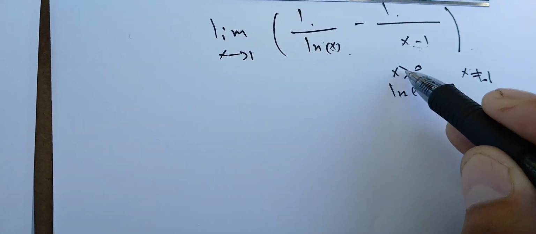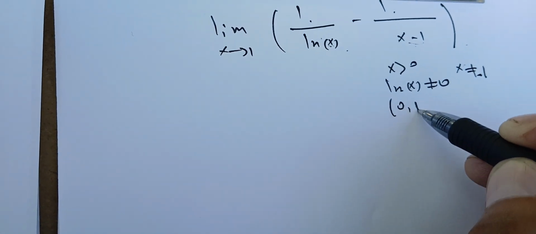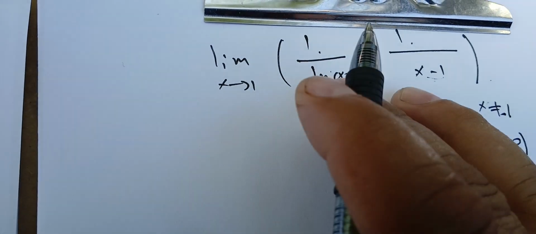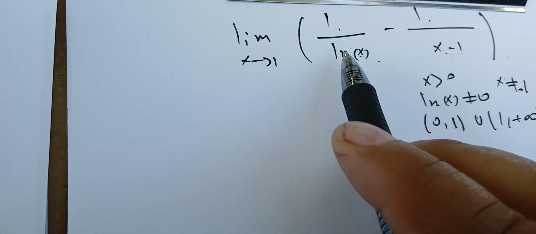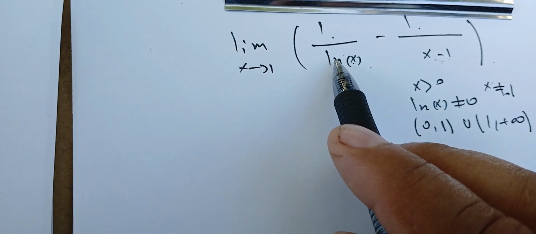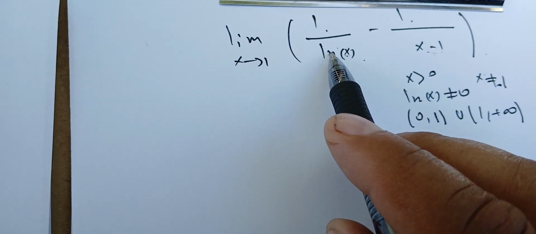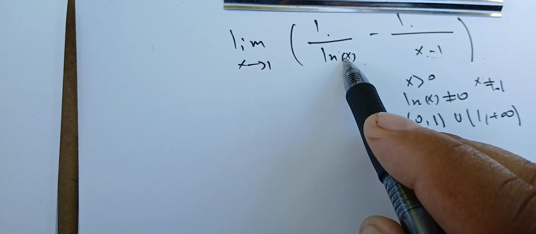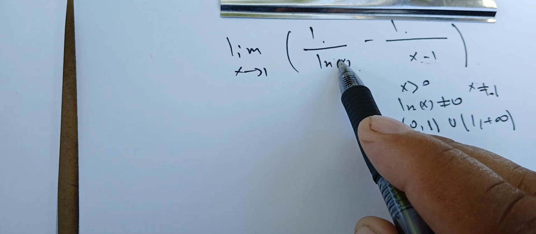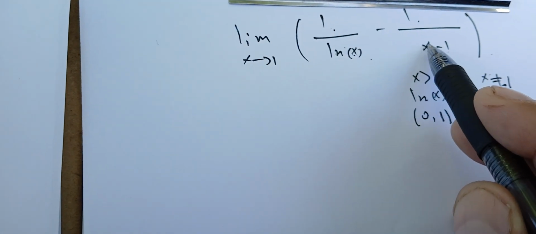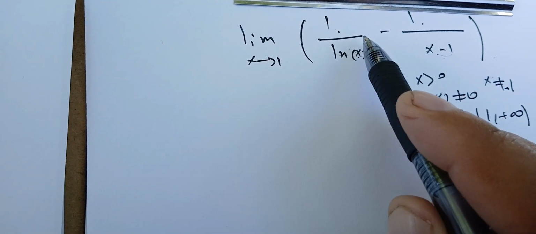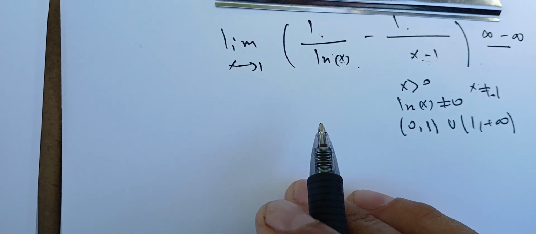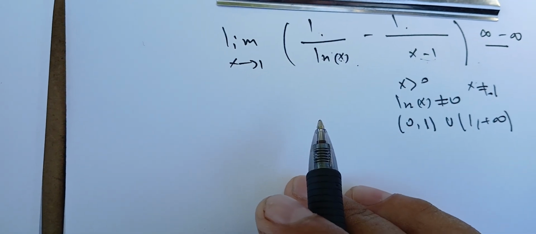Therefore, since x is bigger than 0, the domain is going to be (0, 1) union (1, plus infinity). Now we're going to try and evaluate. If we get to 1 from the right, 1 over 0 from the right is going to be infinity, minus 1 over 1 from the right, which is also infinity. Therefore we have infinity minus infinity, and this form is indeterminate, so we can't conclude.